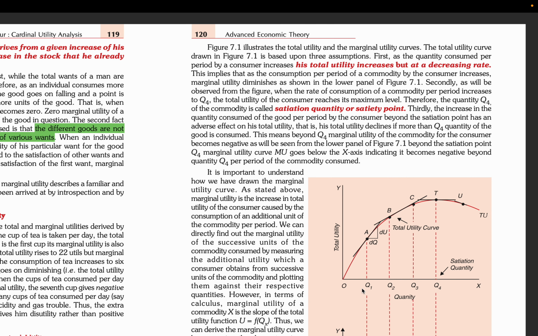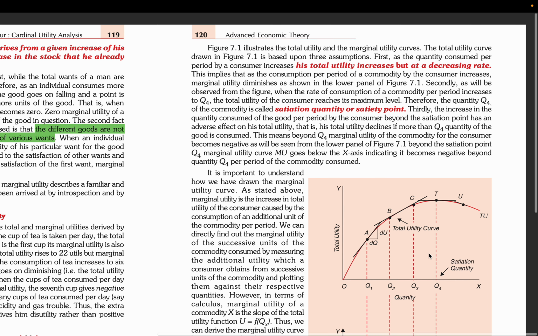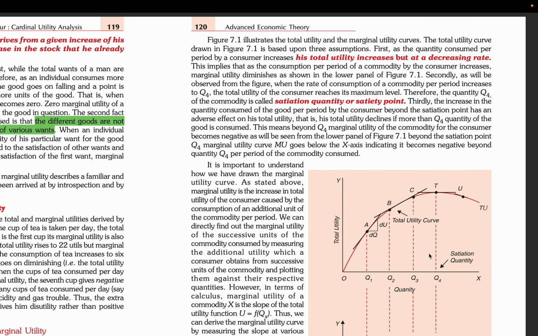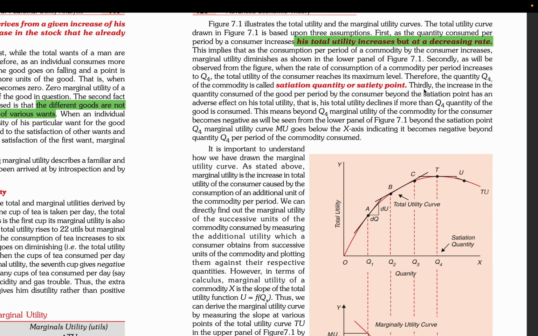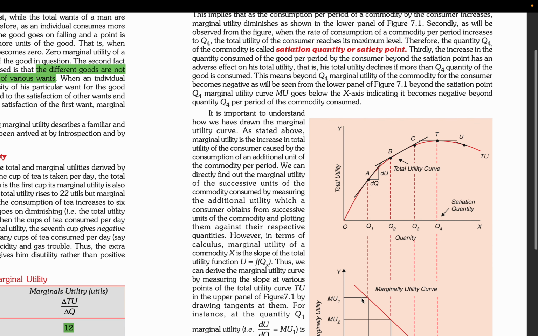Figure 7.1 illustrates the total utility and the marginal utility curves. So here we've seen the schedule. Now let's just plot that. The total utility curve drawn in 7.1 is based on 3 assumptions. First, as the quantity consumed per period by a consumer increases, his total utility increases but at a decreasing rate. We've read this already about marginal utility. This implies that as the consumption per period of a commodity by the consumer increases, marginal utility diminishes, as is shown in the lower panel. Okay, the marginal utility is falling.